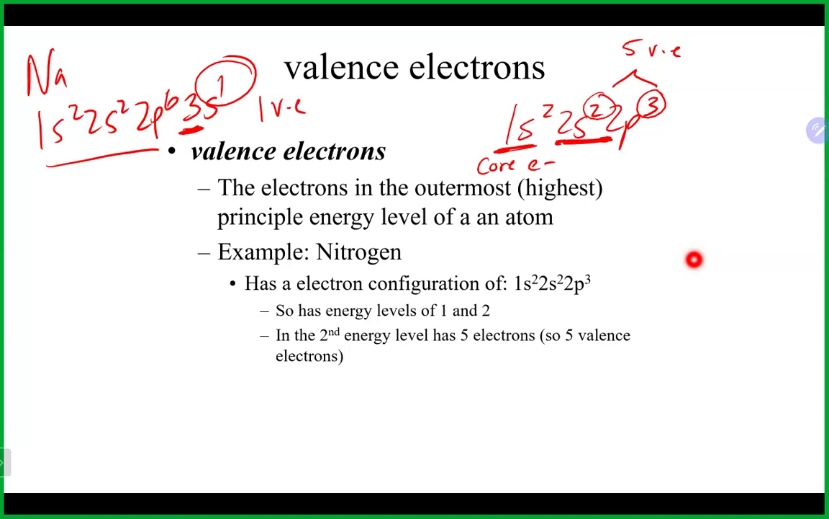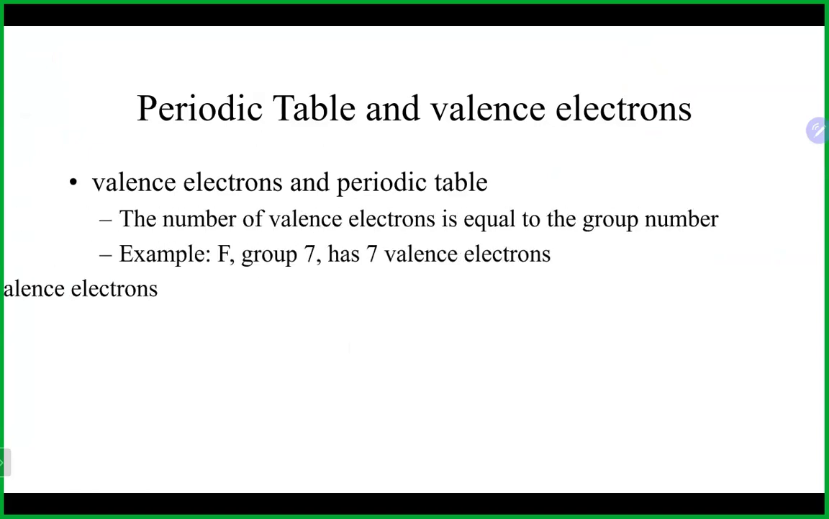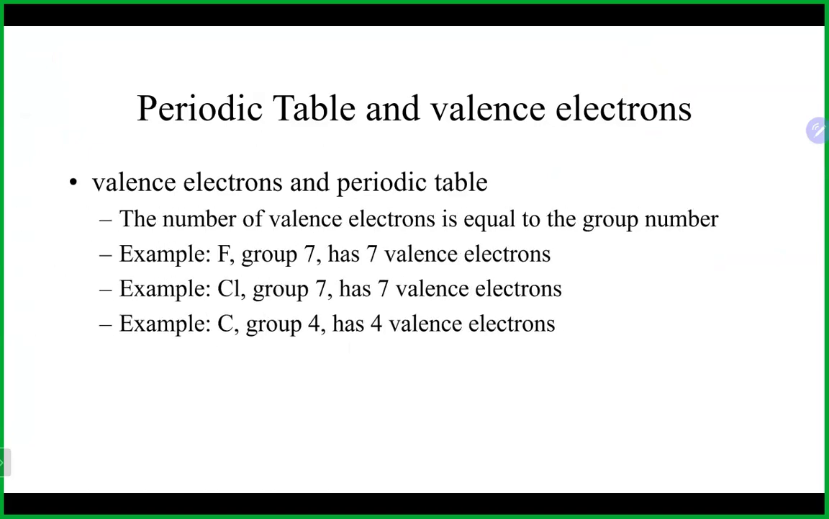Who wants to write the electron configuration for all this stuff to figure out how many valence electrons? Nobody wants to do that, including yourself. So clearly we could do it much easier by looking at the periodic table. The periodic table will tell you how many valence electrons each element has. It is equal to the group number.